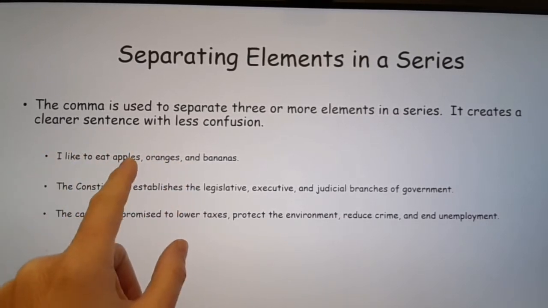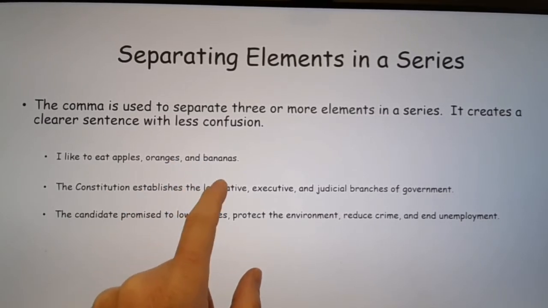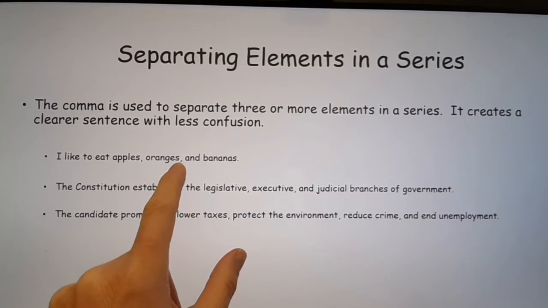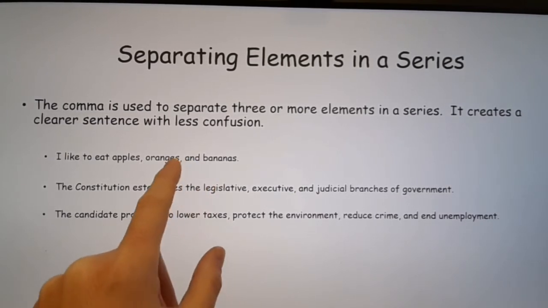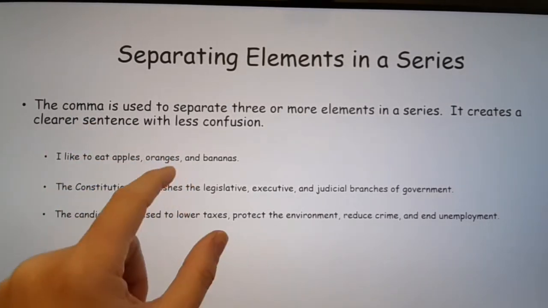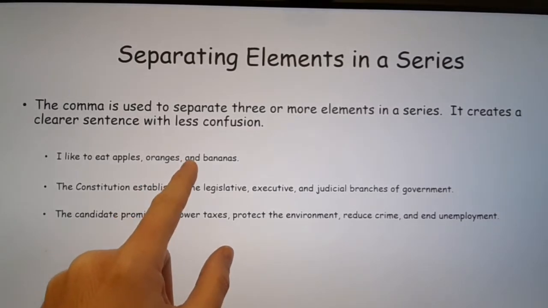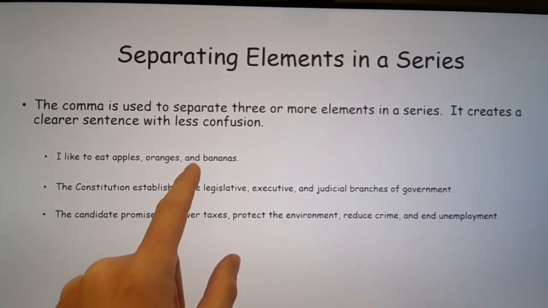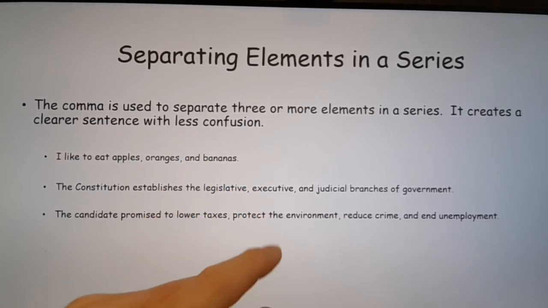I like to eat apples, oranges, and bananas. Very often when I do a correction, I use this comma. For a long, long time, people were taught you don't need to use it. That's okay, but it's more and more common to always put a comma, even before and. You can use a comma before and for sure. And is a conjunction, and I'll show you that in a later example here.